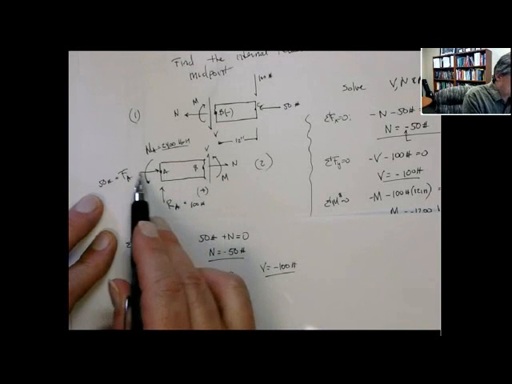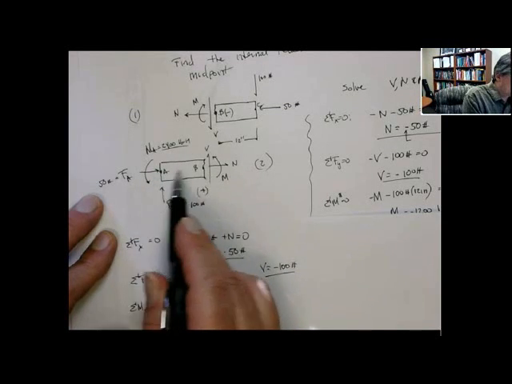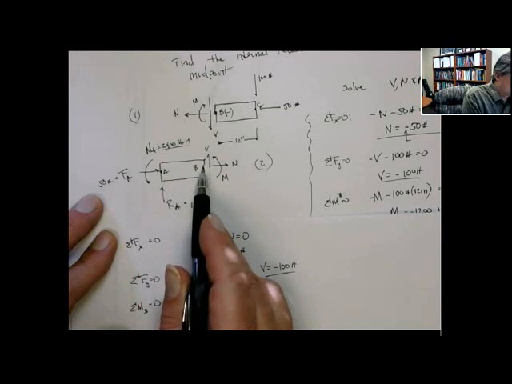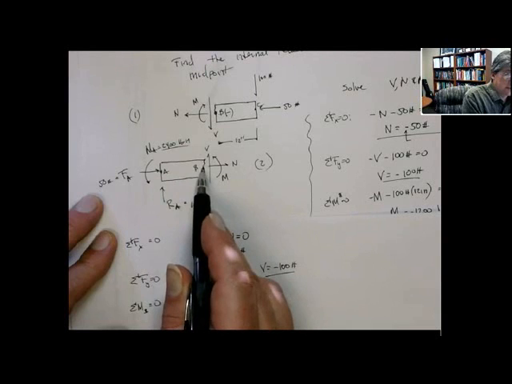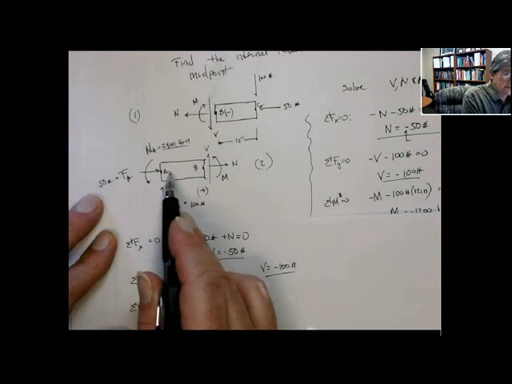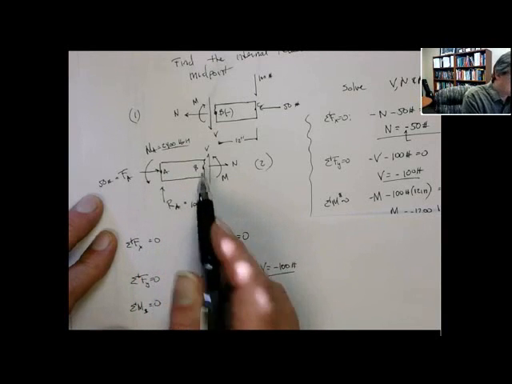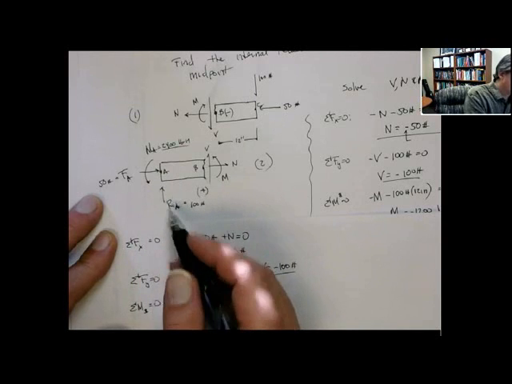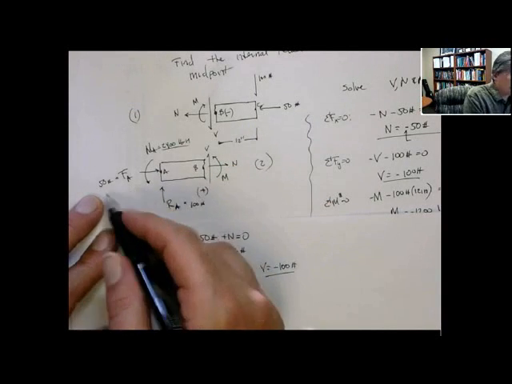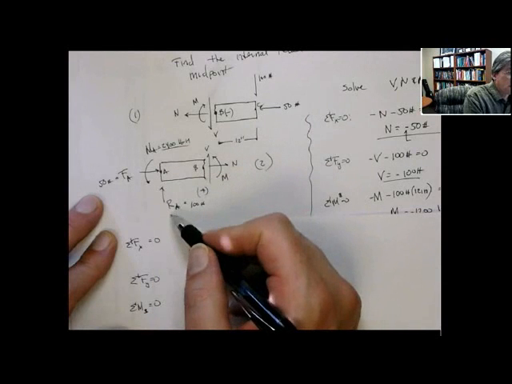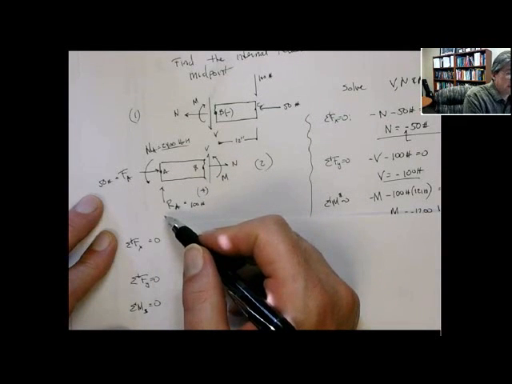FA produces no moment because it's in line. The moment arm is 0. The perpendicular distance from this point to the line of action of FA is 0, so that gives you no moment. So 50 pounds times 0. RA, that gives me a moment.